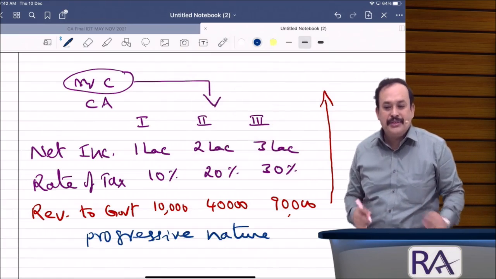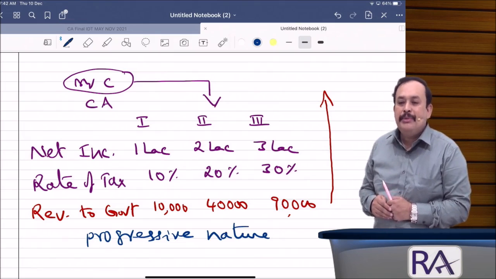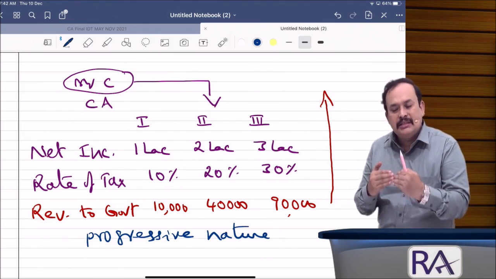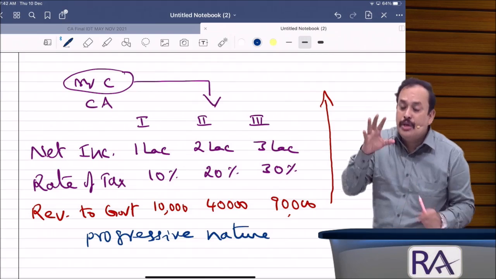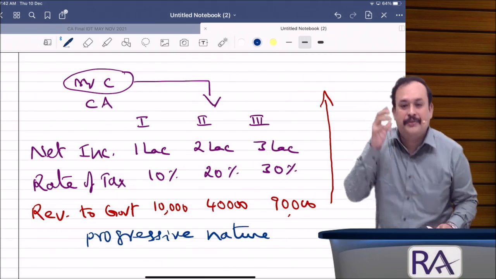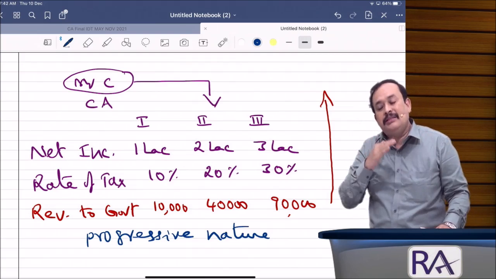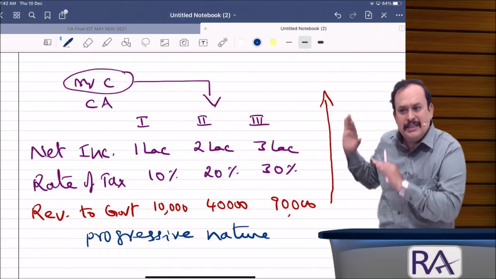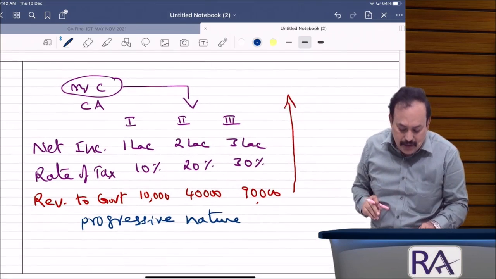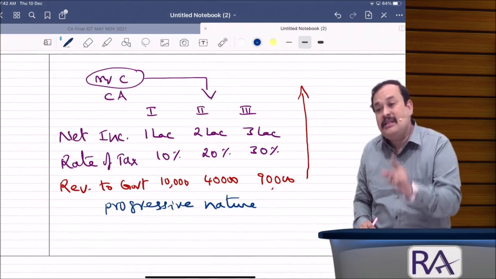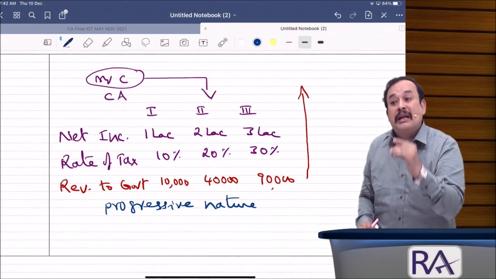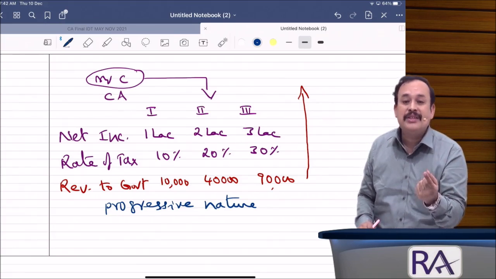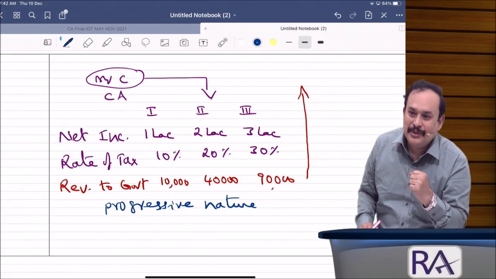Got the clarity, my dear friends? Mr. C being a CA, whose income is 1 lakh in the first year, 2 lakhs in the second year, 3 lakhs in the third year. Assume the Government of India increases the rate of taxes, tax also goes up. Income goes up, tax also goes up. It is one way of presentation in a simplified manner. Even if the income has not gone up, if the rate of tax goes up, it also results in more revenue in the case of direct taxes. You get my point, sir?